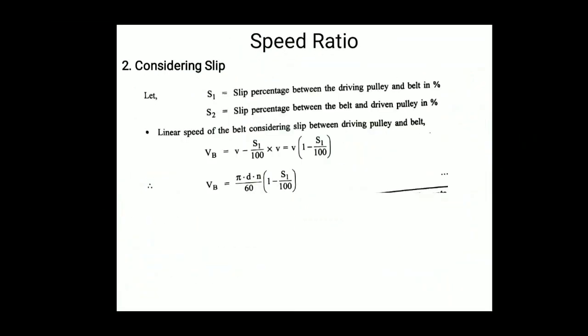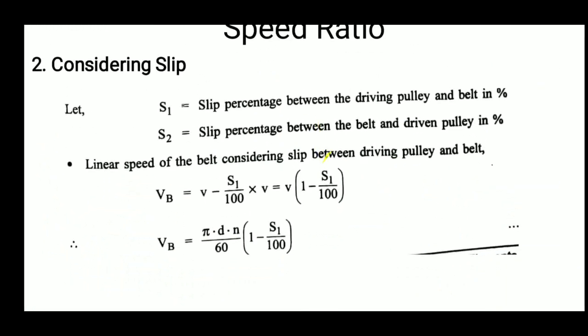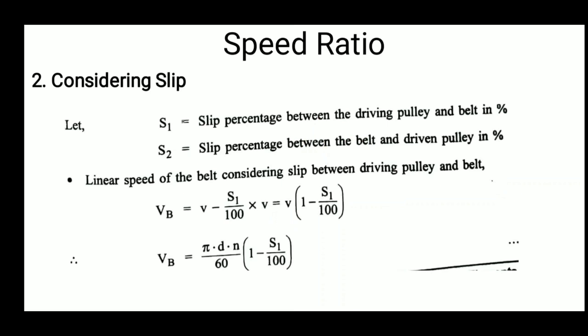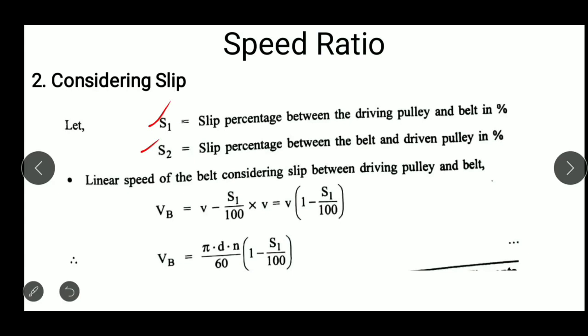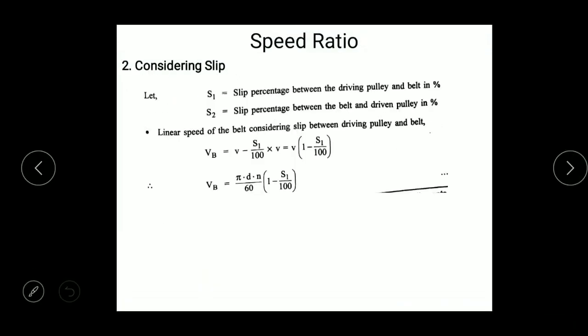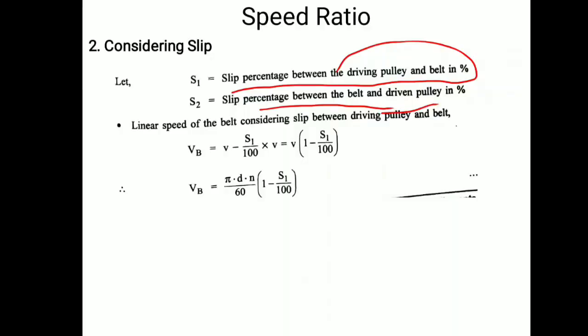We'll move toward considering slip. What happens in case of considering slip? Just consider, two pulleys are there, it means two slips are there, S1 and S2. So we can say S1 is for the smaller pulley and S2 is for the bigger pulley. You can see here, S1 is nothing but the slip percentage between driving pulley and belt, that is smaller pulley and belt, and S2 is the slip percentage between belt and driven pulley, that is bigger pulley. Correct? So second, output pulley. This will be the percentage of the slip we can consider, because slip we need to calculate in percentage.